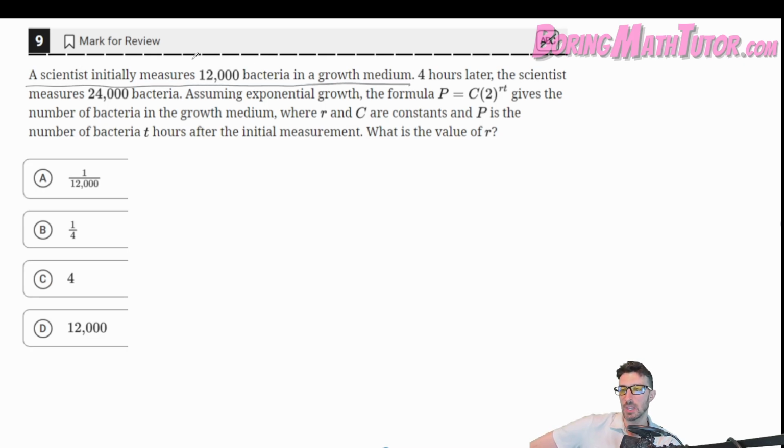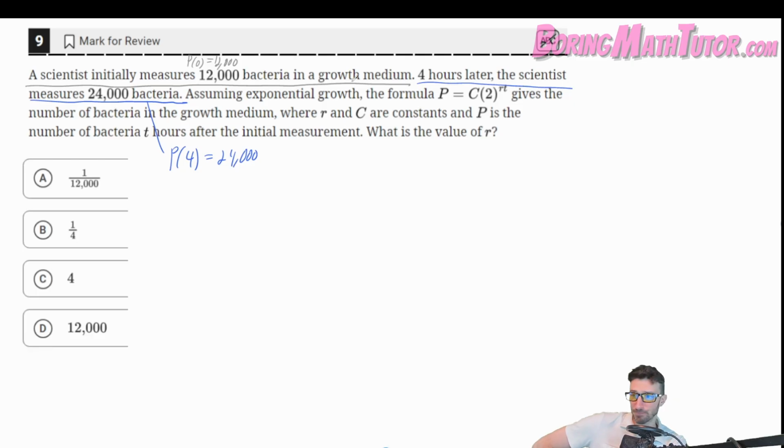What that means is that when you've waited 0 hours in this case, you end up getting 12,000. So the notation for that is P of 0 equals 12,000. Then 4 hours later, we got 24,000. So what's the notation for that? The notation is P of 4 equals 24,000.